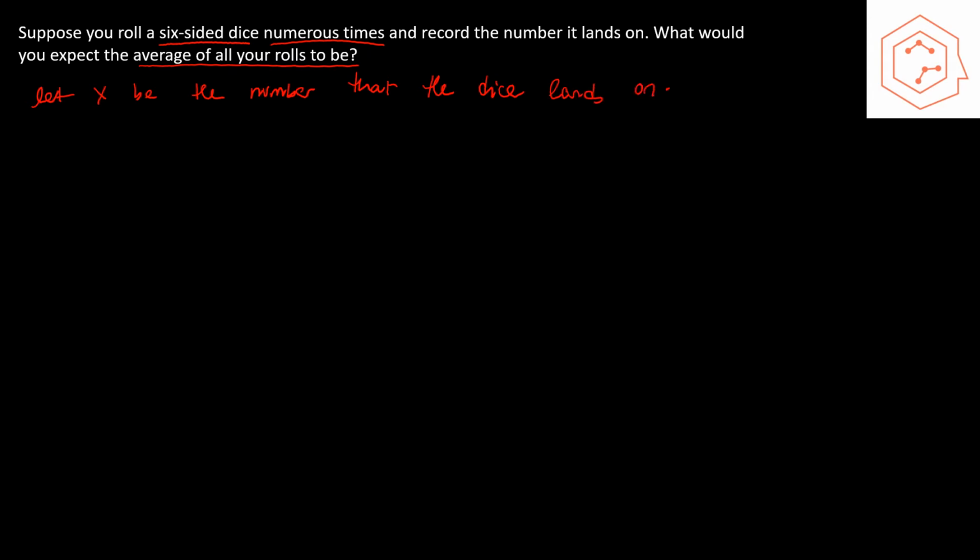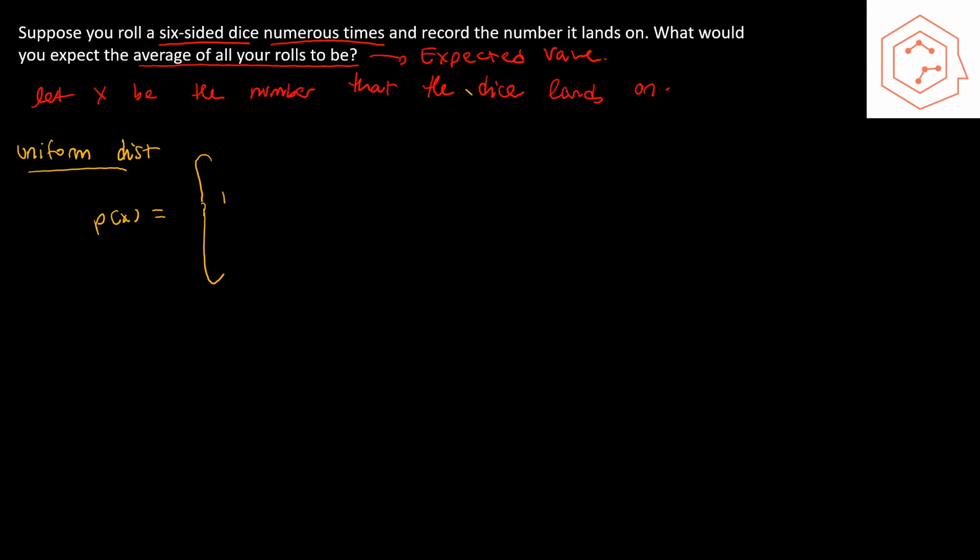And we want to know what we'd expect the average of all our rolls to be. That's another way of saying what is the expected value, since it's the average of the entire probability distribution. So in this case, we have a uniform distribution, since every single outcome is equally likely. More specifically, our probability distribution looks like this.